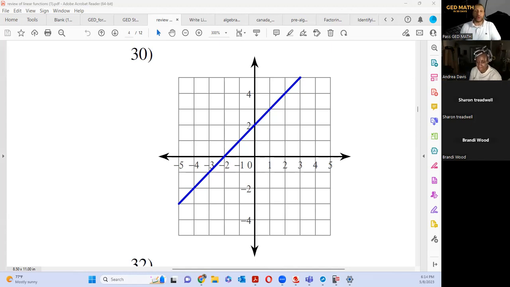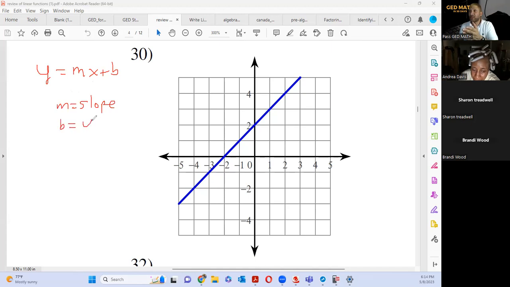So here they're asking for the equation of the line. Right when they ask you for the equation of the line, you should be thinking y = mx + b. That's first. The second thing you should be saying is what do these values stand for? m stands for my slope. b stands for my y-intercept. The third thing you want to know is what does that mean? Well, the slope is the steepness of the line. The y-intercept is where it crosses the y-axis. We just went over that.